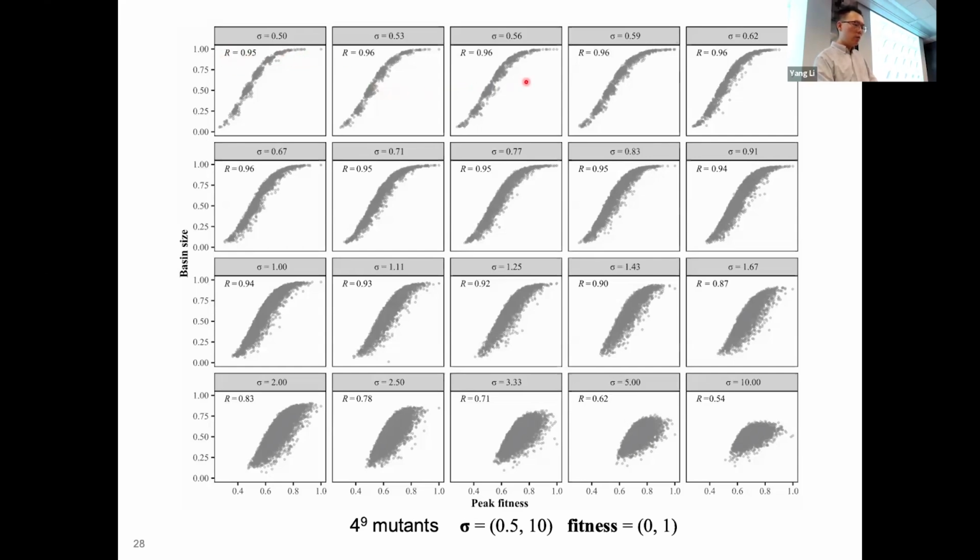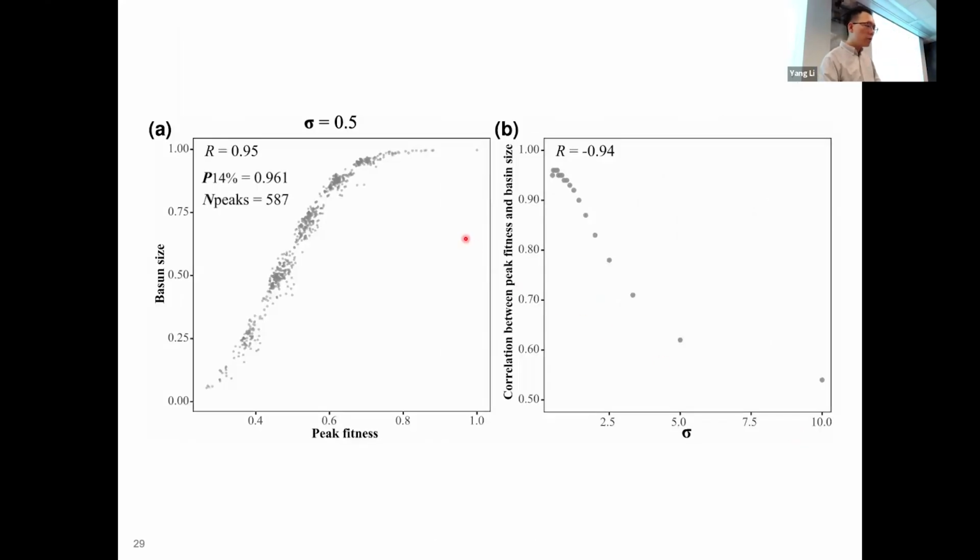And when you increase delta, the number of peaks also increases. So the landscape becomes highly rugged, and the correlation declines. At the beginning it does not decay so much, and then it declines. When you finally set delta to 10, the landscape is highly rugged, and you can find the basin size for the global optimum is small, as a lot of genotypes are trapped in local peaks instead of finally reaching the global optimum. So we summarize the results.